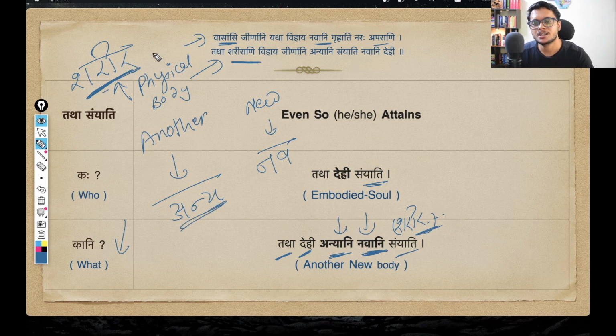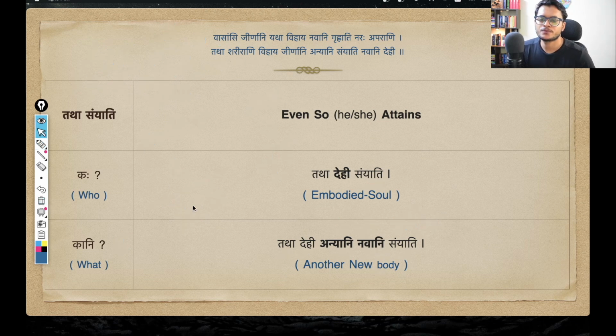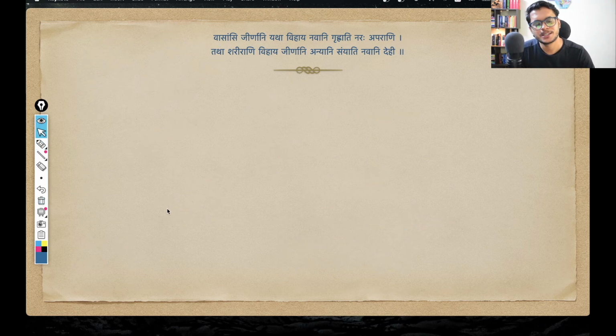And same thing, sharira is an object. So this is the dvitiya vibhakti, and we are talking about plural. So in dvitiya vibhakti plural, sharira changes into sharirani. Similarly all the adjectives also: anya becomes anyani, nava becomes navani. So I hope all these words are very clear, very easy to understand.